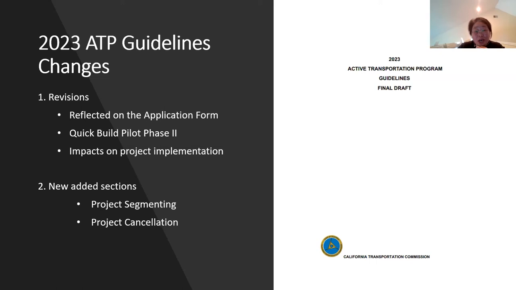Another change is contract award date. Before, different agencies had different rules. Some use the board approval date as the contract award date. Some use the contract execution date, and some use the notice of intention date. So in this cycle, contract award was further defined as executed construction contract. We finished the first type.